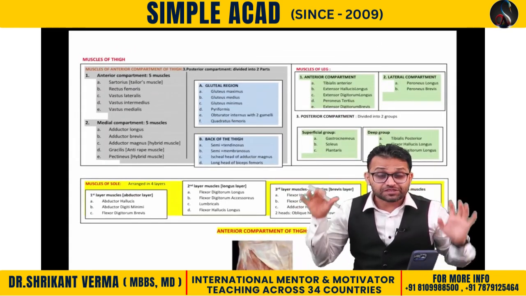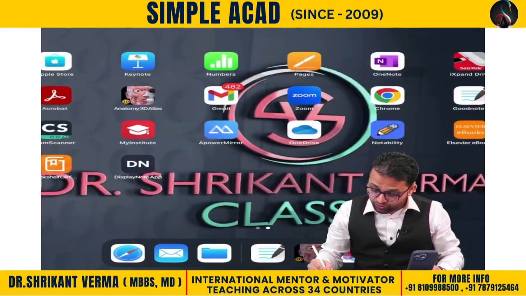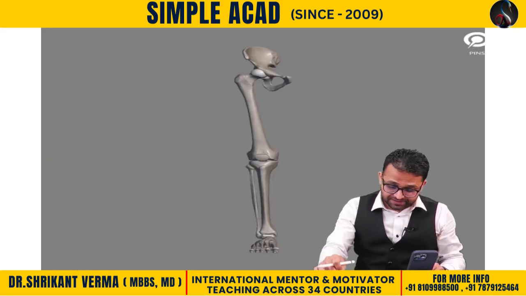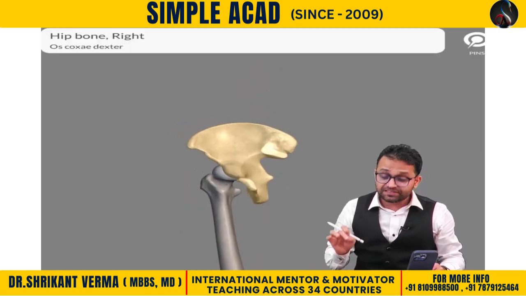Okay, sir. So these are the different muscles. Before that, I am going to show you the bones of the lower limb. Let's look at the bones. Yes, sir, this is the hip bone.